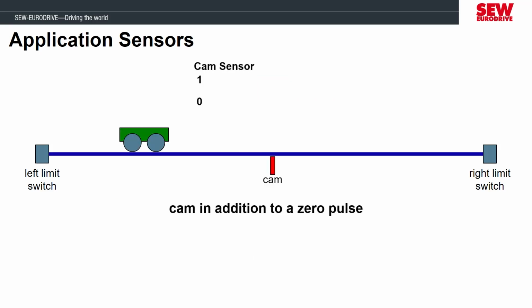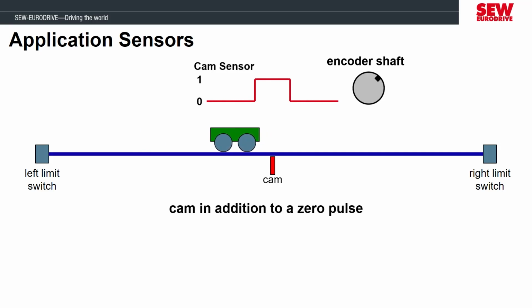If we combine a 0 pulse signal with the cam sensor, this is what it would operate like. The equipment travels to the cam, then it backs off of the cam, and then it keeps moving the additional amount needed to reach the 0 pulse of the encoder.